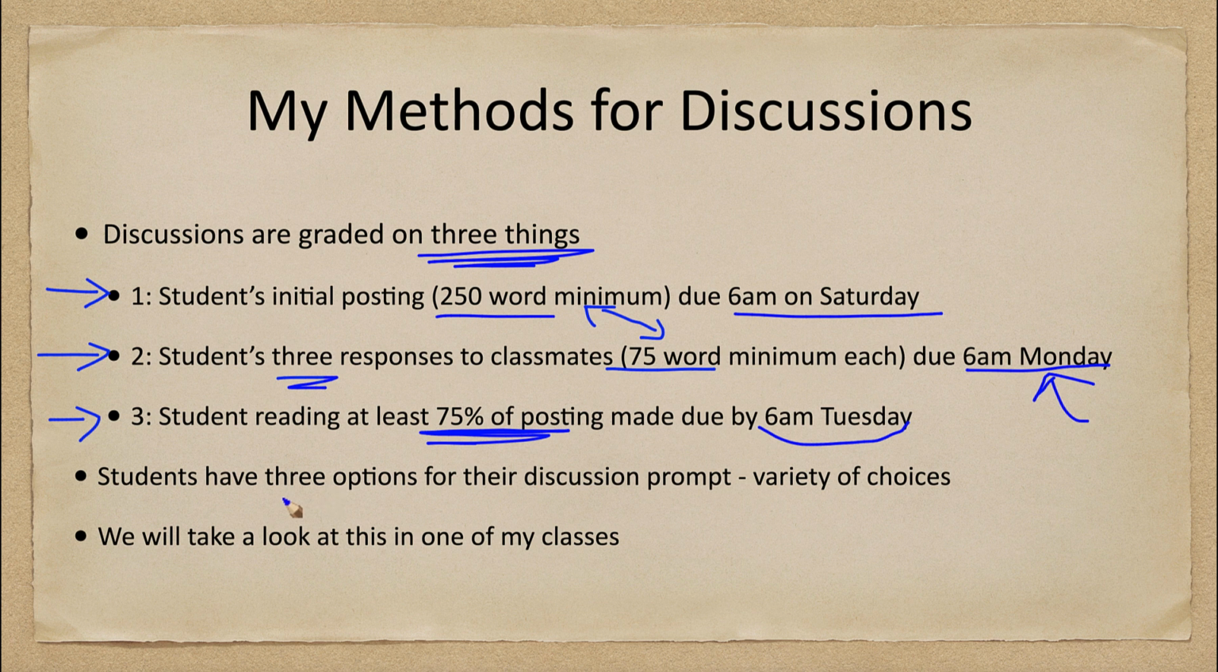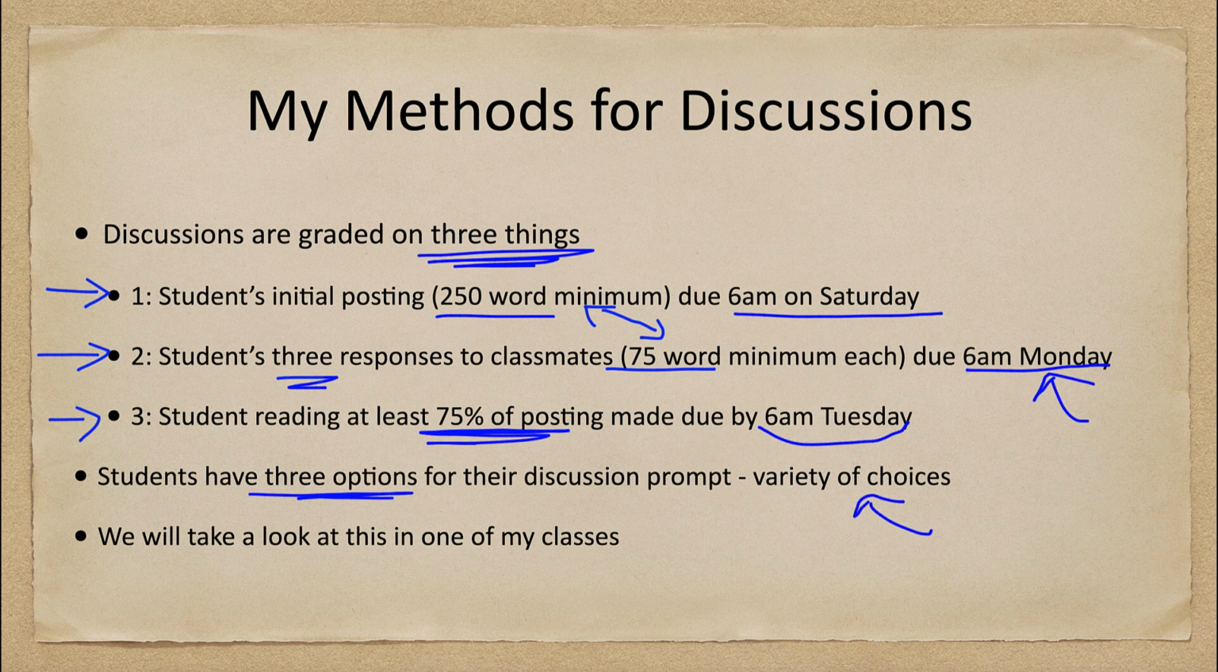Now, when I do it, and we'll take a look at this in a minute, I give them 3 options for their discussion prompt. So they're told to select one of these 3 to give them a choice. And some of these are different types of things that we will look at. Some of them might be looking at a video. One might be doing something specifically, and one might be reading or researching something.